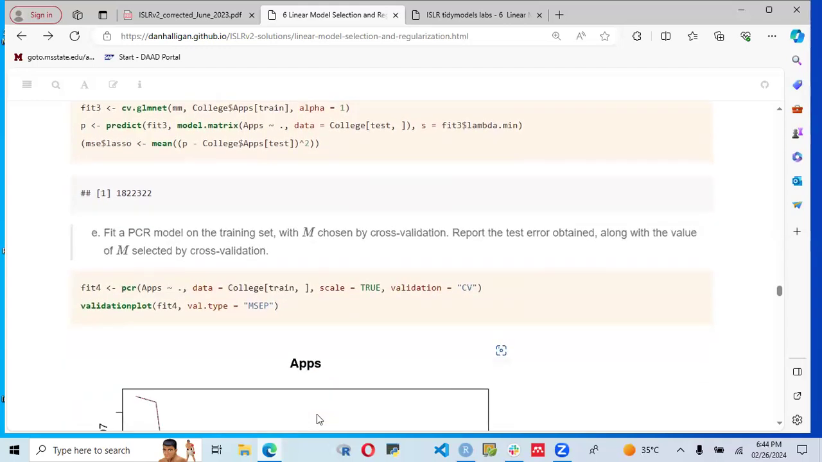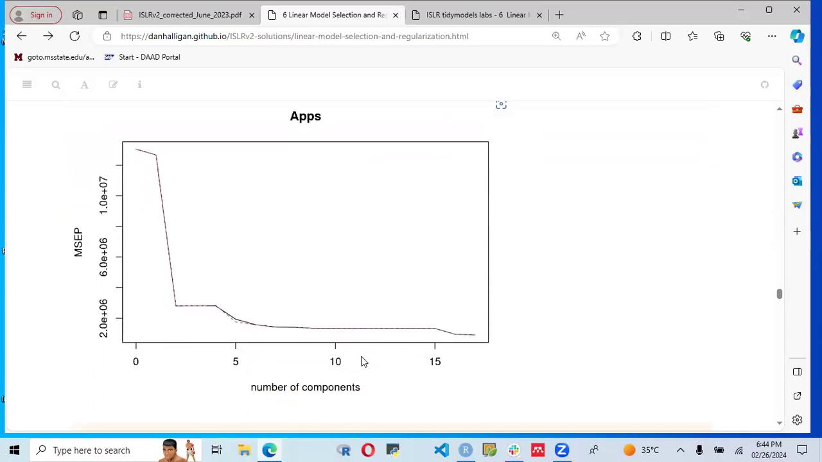Then they say we should fit a principal component regression model on the training set, with M chosen by cross validation, and report the test error obtained along with the value of M selected by cross validation. So here we have the pcr function, which is principal component regression. We have apps explained by everything, then data equals college, fitting it on the training data set. We scale the data, that is, put scale to true, then validation is cross validation. Then for the validation plot, we pass in fit four, and the validation type is MSEP, which is going to give us this plot where the number of components moves from 0 to around 16.